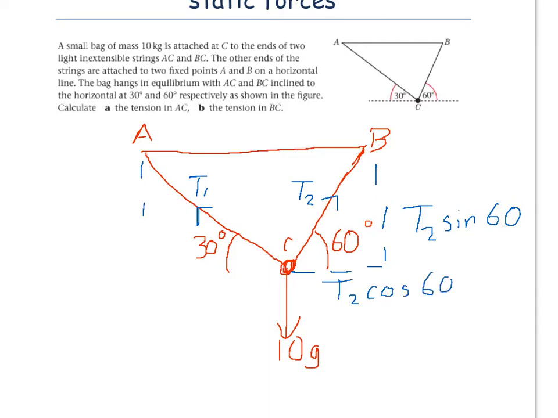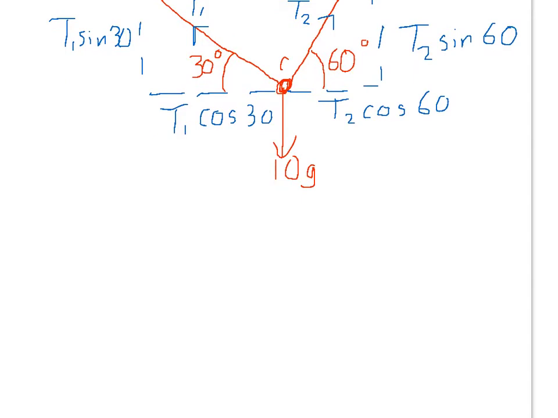And if we do the same for T1, we want to find the component that's acting vertically and horizontally. So opposite is 30, so this is going to be T1 sine 30, and the bottom one is going to be T1 cos 30. Now we know all the components of the forces that are acting vertically, because we've got the T1 sine 30 and the T2 sine 60, as well as the weight acting downwards. And we also know in the horizontal direction we've got this one and this one. So let's find the resultant of the forces acting vertically first.